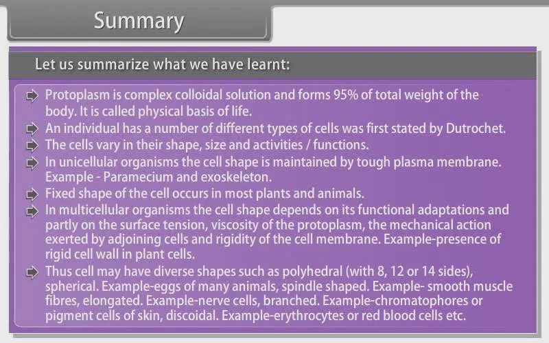Thus, cells may have diverse shapes such as polyhedral with 8, 12 or 14 sides, spherical, for example, eggs of many animals, spindle-shaped, for example, smooth muscle fibers, elongated, for example, nerve cells, branched, for example, chromatophores or pigment cells of skin, discoidal, for example, erythrocytes or red blood cells, etc.